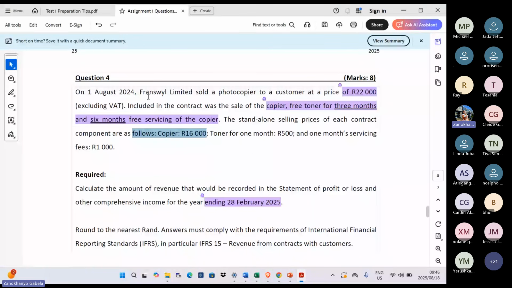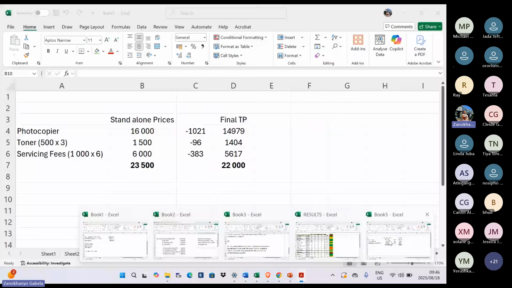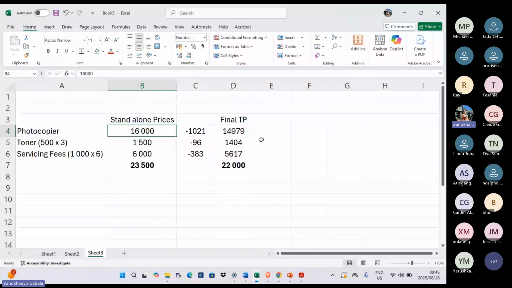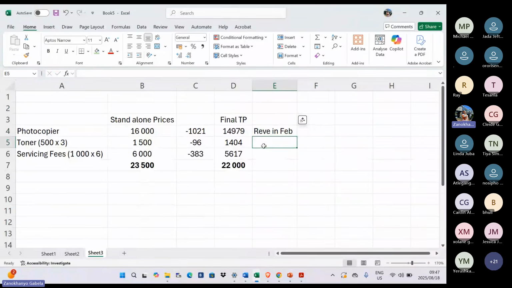So this was on 1st of August, okay? On 1st of August, do you agree with me that we are, let me come back here, 1st of August. So we sold this on 1st of August. So you agree with me that we are going to recognize the revenue in February, because it was at a point in time we delivered the services. Revenue in February. And then this one is in 3 months' time.